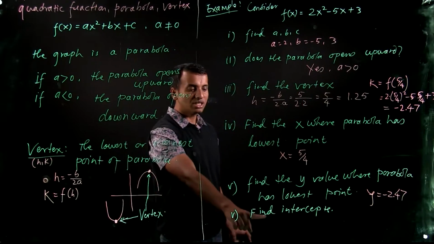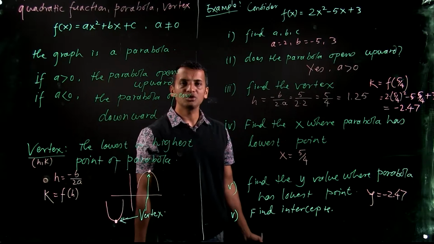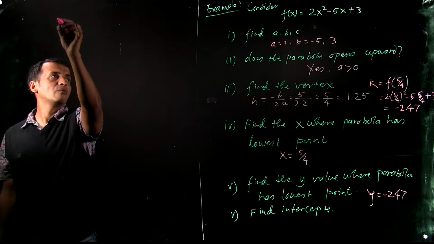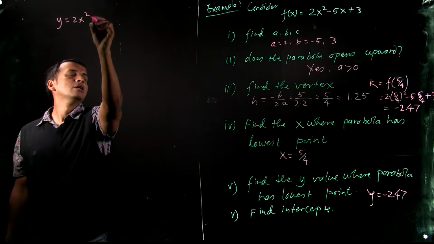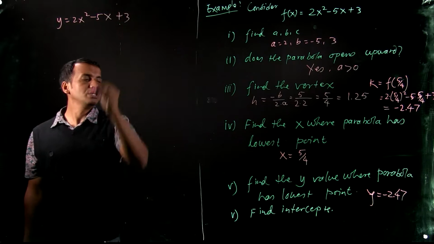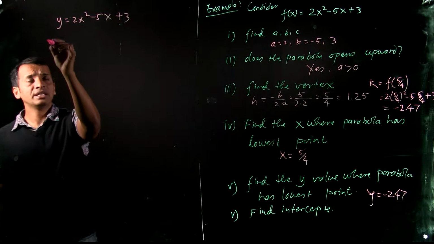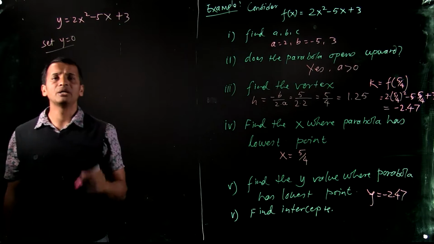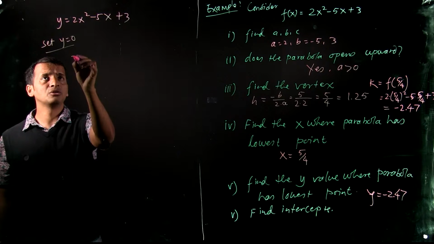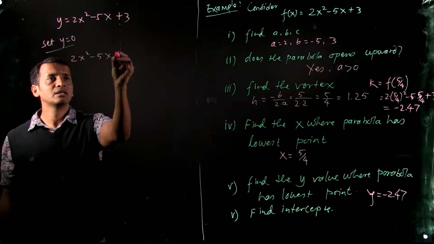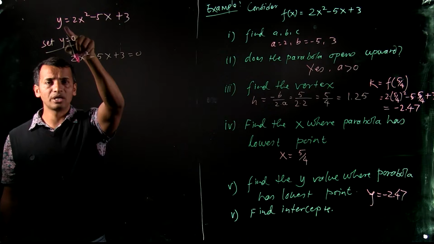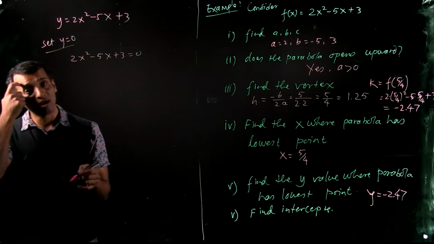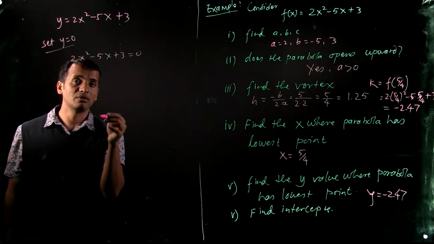Okay, and the last question is find the intercepts. How do you find the intercepts of a parabola? We have y equals 2x squared minus 5x plus 3, right? Set y equals 0 and you will find the x-intercepts first. So it will be 2x squared minus 5x plus 3 equals 0. How do you find the x-intercepts there? You can basically solve for x.